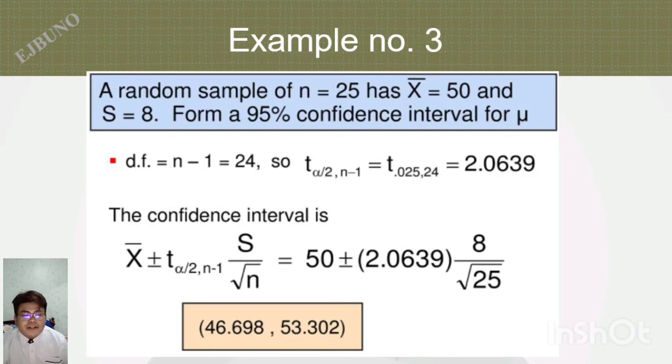So we have the confidence interval as the mean plus or minus the t multiplier times the standard deviation over the square root of n, which is 50 plus or minus 2.0639 times 8 over the square root of 25. So we have our final answer, which is 46.698 and 53.302.